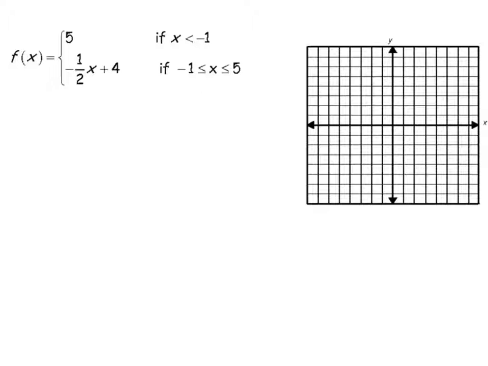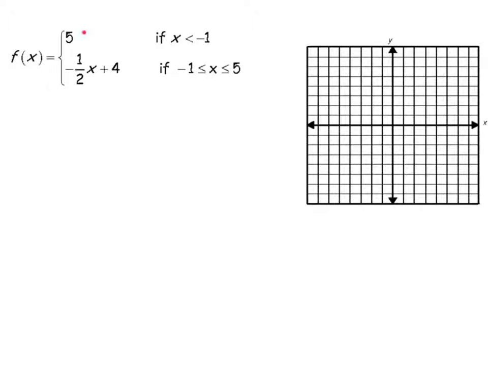So you can see here that this is what the setup for a piecewise function would be. We have f of x equals, and we have multiple parts in here. f of x equals 5 if x is less than -1, and f of x equals -1/2 x plus 4 if -1 is less than or equal to x, which is less than or equal to 5. So what we're going to think about in terms of graphing this is we're going to graph it as if this was the entire function, and then we're going to break off the pieces that we don't want.